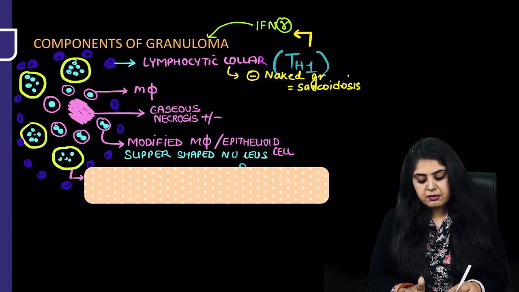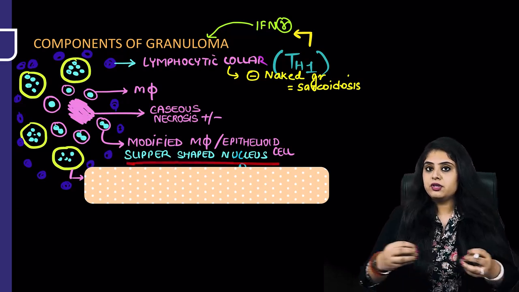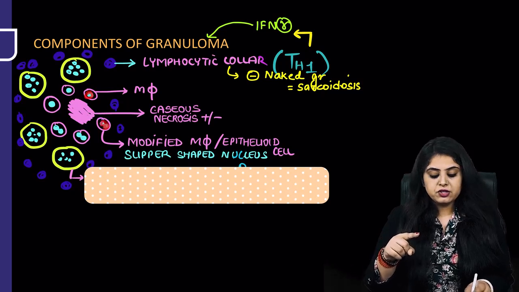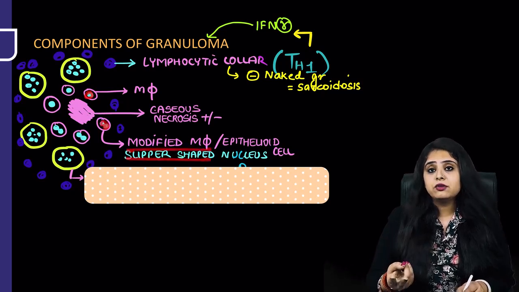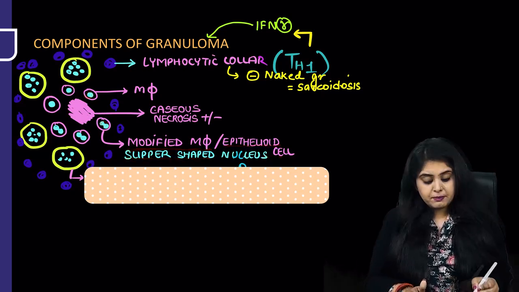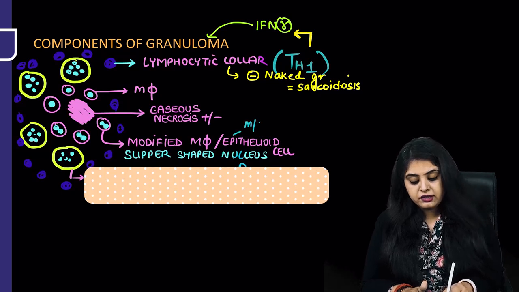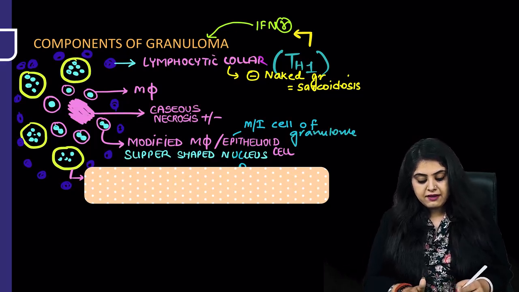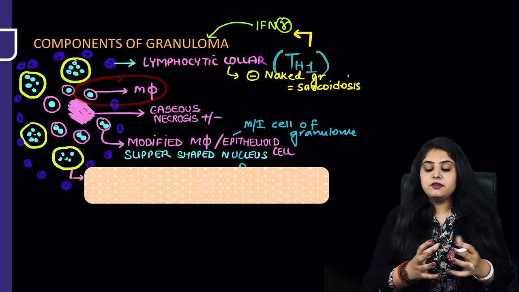If I ended up making it into a long slipper shaped nucleus, you'll say, ma'am, earlier the macrophage was round, now you've made it slipper shaped. Basically you've modified the macrophage, right? And modified macrophage is known as the epithelioid cell. Remember, this is the most important cell of a granuloma. This is the most important cell in a granuloma. Finally, what I'll do, I will take lots of these macrophages and I will fuse them together.